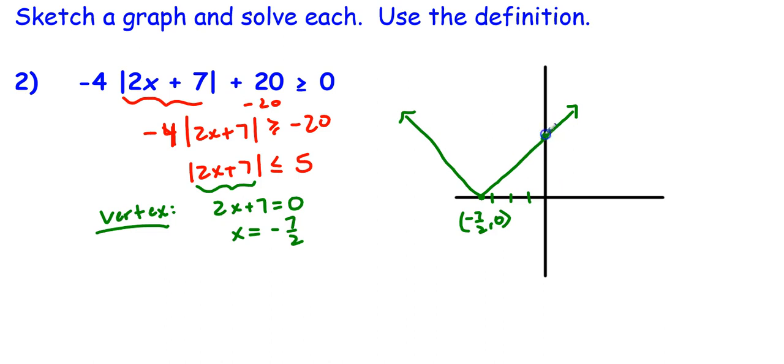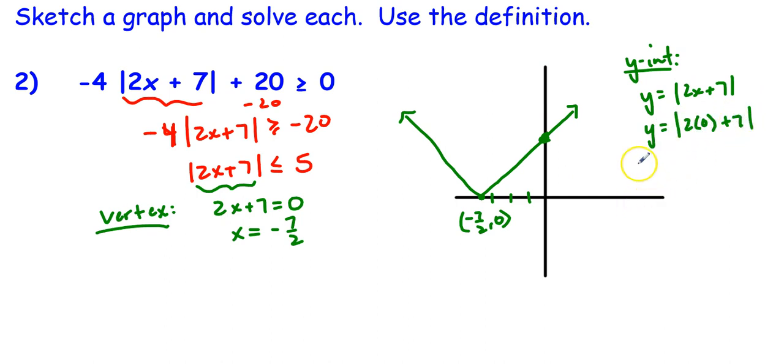And the last thing left to do is I want to make sure that I label this point of intersection here, this y-intercept. So in order to find the y-intercept, again, we're going to take this function. This is the function that we just graphed, 2x plus 7. So y equals the absolute value of 2x plus 7. And I want to find the y-intercept, so I plug in 0 for x. When I do that, it simplifies to y equals the absolute value of 7, or just y equals 7. So this point is 0, comma 7.